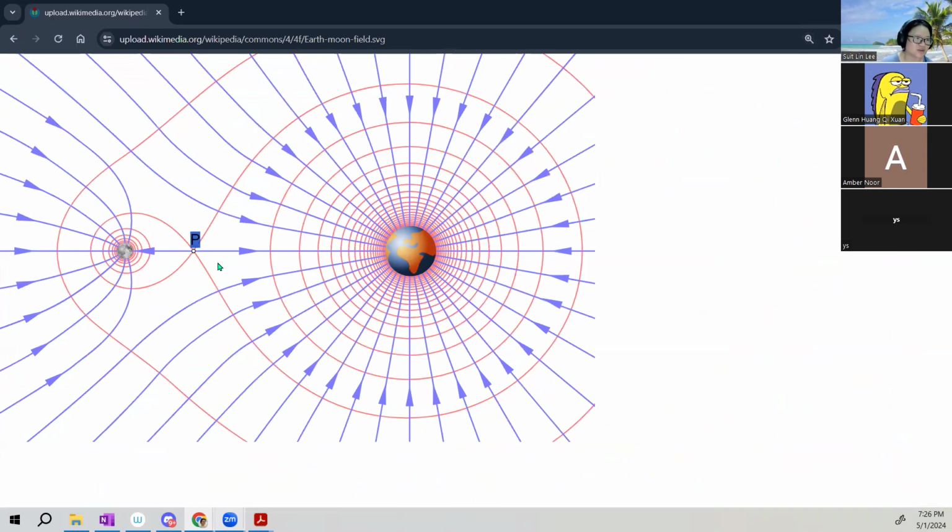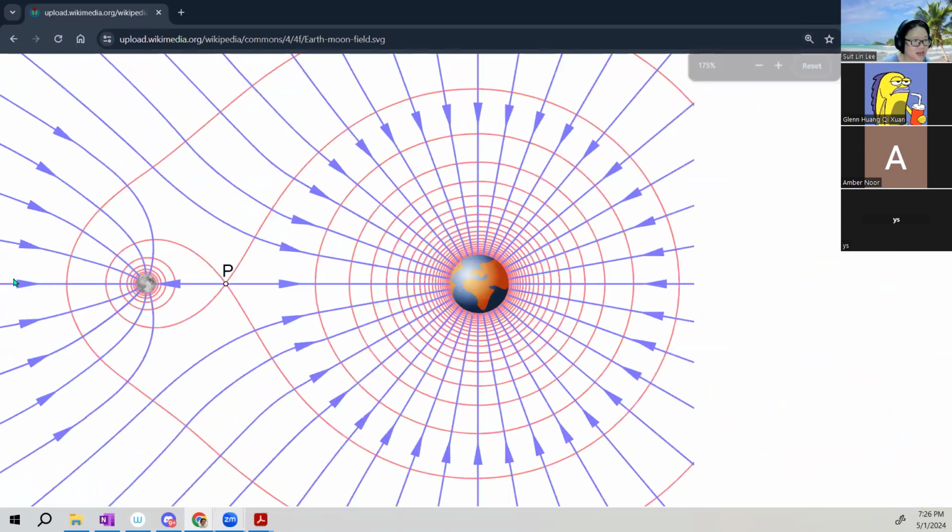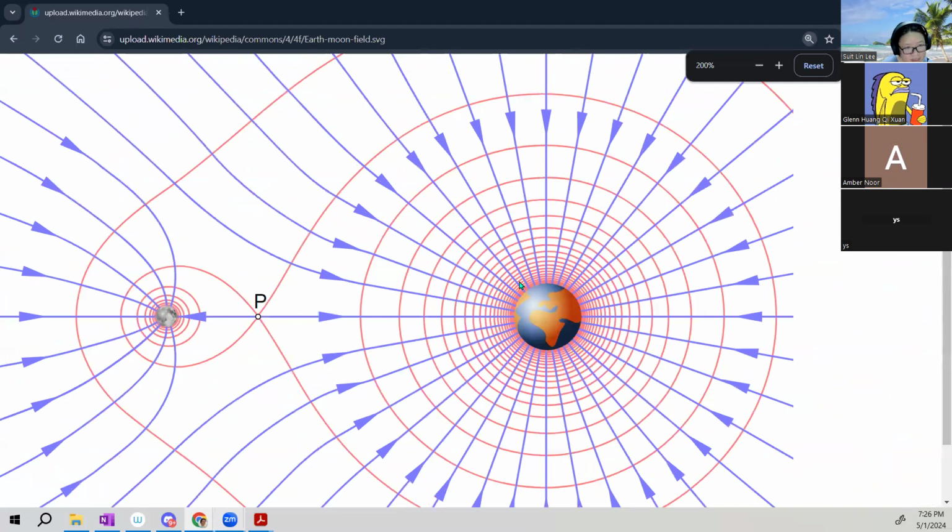So if you look at this diagram, you see, here the lines are very close, so the field here is strong. As I move away from the Earth, the lines become further and further apart. The field will be weaker, weaker, weaker. You see this point P here? It's like there is no field line there. This is because the gravitational attraction between the moon and the Earth cancel out. So here is where the gravitational field is zero. That's why here there are no lines.